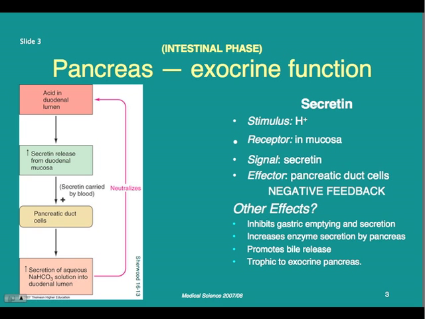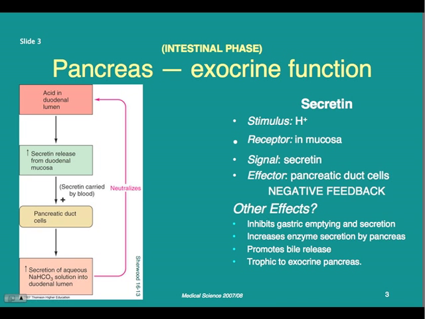So it will neutralize the acid. So it fits into the logical pattern of that. So it's acid, it's alkaline, so it neutralizes the acid. What is the last of these functions, which is not blindingly obvious until you've been told it, like a lot of good things, it's trophic to the exocrine pancreas.